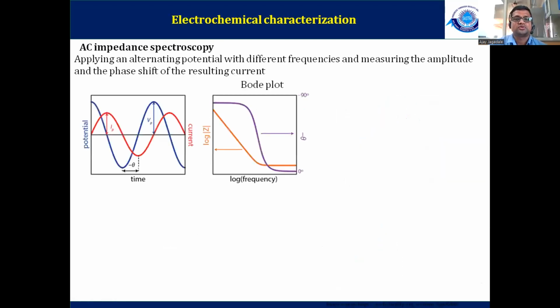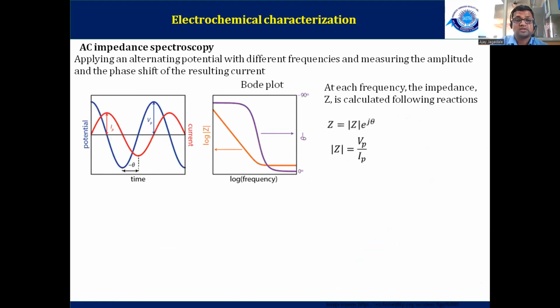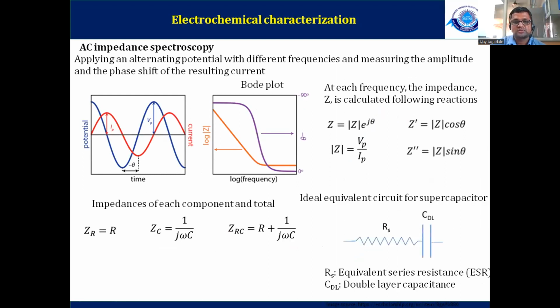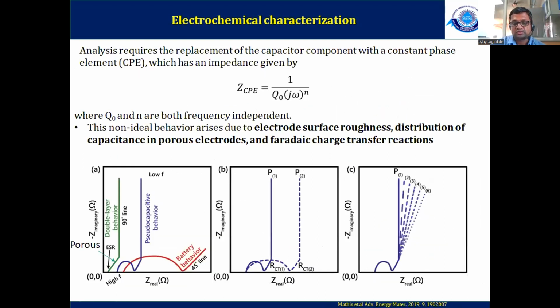So AC impedance spectroscopy is also used to find out different parameters like ESR, the equivalent series resistance of the electrode material, and the charge transfer resistance of the electrode material. It is a simple electrochemical technique, and one can extract these important parameters for supercapacitors. Okay, so this is the information on how the Nyquist plots of double layer capacitive, pseudo capacitive and battery type electrode materials are different.